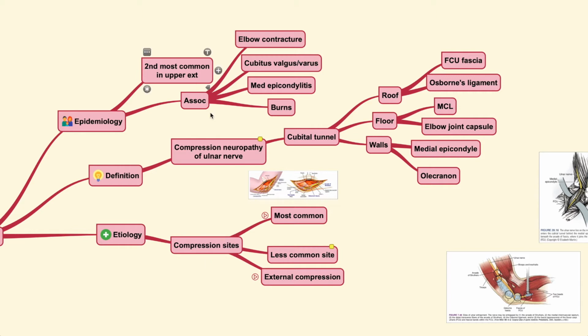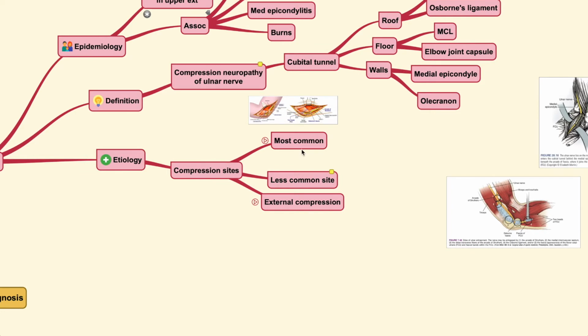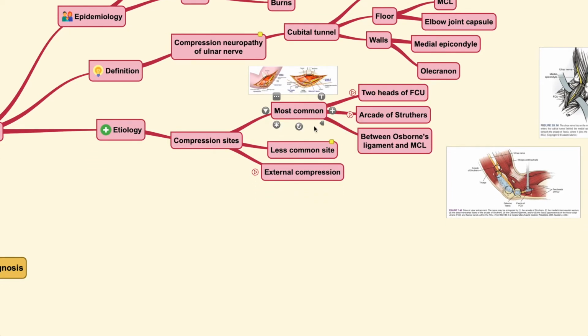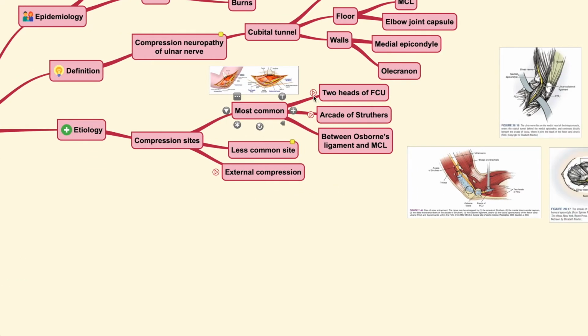This is actually a very common type of compression neuropathy, being the second most common found in the upper extremity. It is also frequently associated with certain conditions such as elbow contracture, cubitus valgus or even varus, medial epicondylitis, and also burns. The compression sites are definitely all around the elbow.